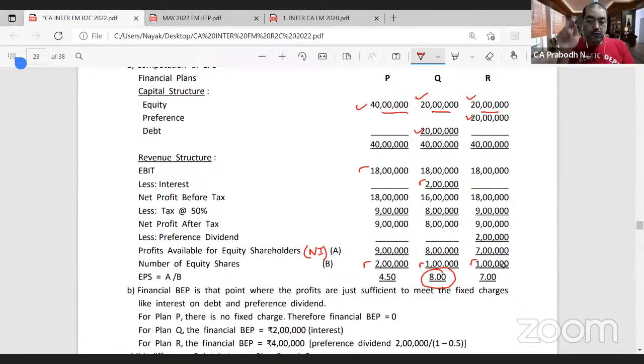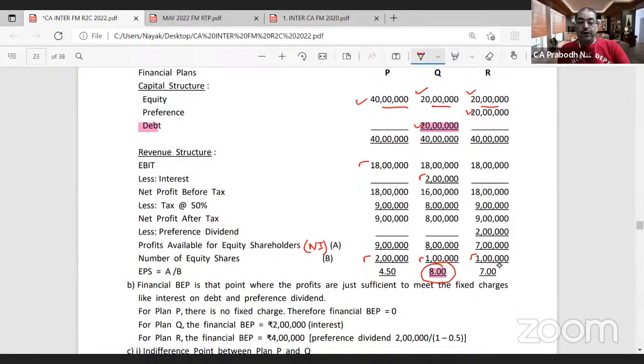So that is your answer. We can see that we have the debt component. That is why you get the benefit of financial leverage, and as a result, your earning per share is more.